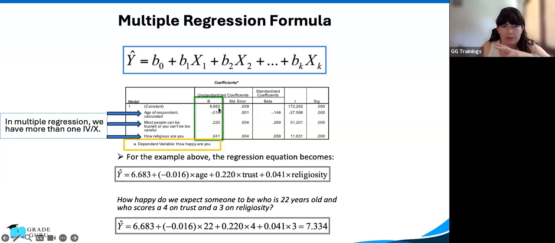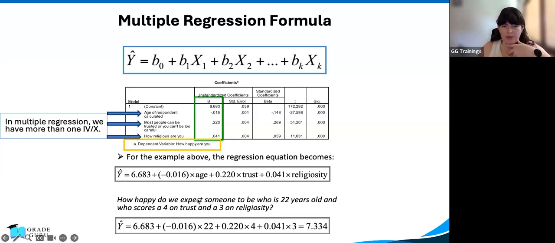Your B2 will be right below that, aligned with the next independent variable, which in this case is trust, and you put it there. And then the next one, 0.041, is your B3. They've written out the words age, trust, religiosity, but you can also write X1, X2, and X3. Then you have a complete multiple regression formula, and you're ready for them to give you specific X values.